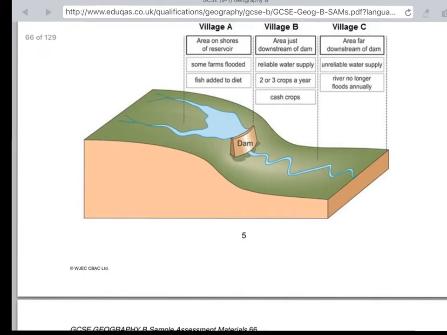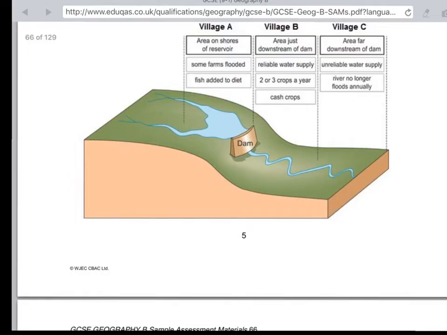If we have a look at these, we can see that village A is behind the dam, so it's lost some of its farmland being flooded. Village B is down here, just in front of the dam or behind, and this has got a reliable supply of water, more crops, and it can grow cash crops. Cash crops, by the way, are crops that you sell as opposed to food crops, which are ones that you eat as a farmer.